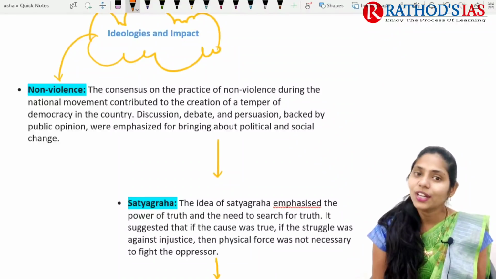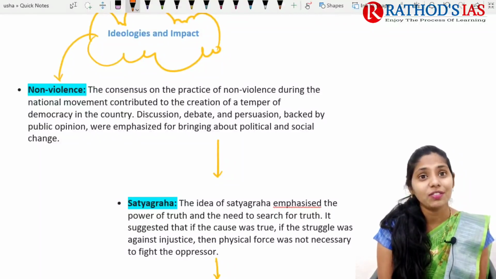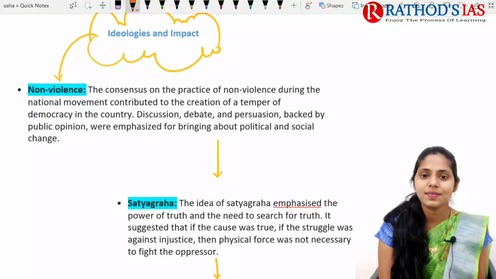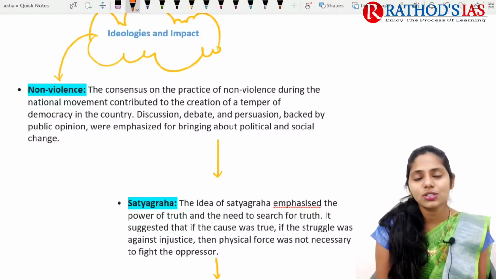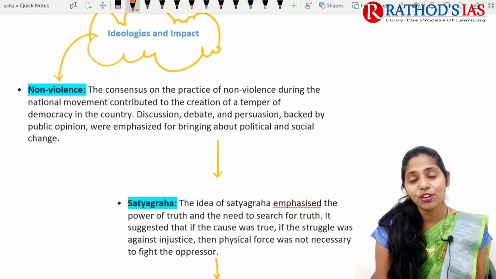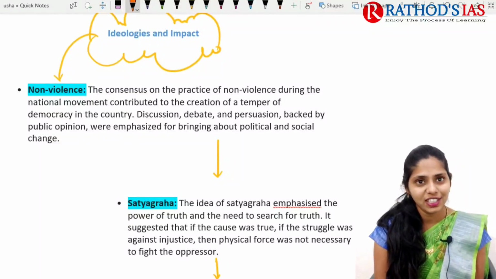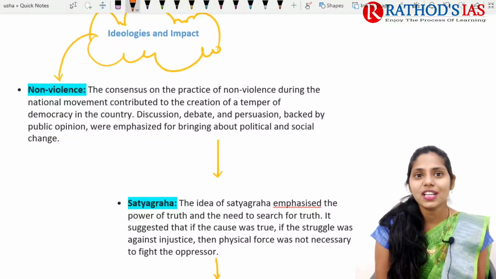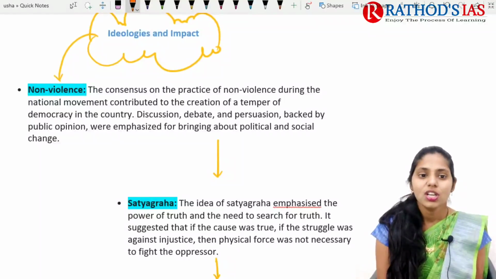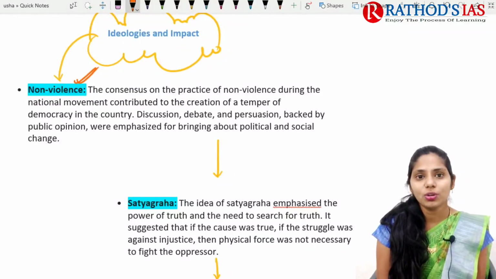And if you're talking about the ideology of Mahatma Gandhi, the first and foremost thing that will come into your mind is non-violence. He asked to go for non-violence to achieve independence. But on the other hand, Subhash Chandra Bose believed in violence to get independence. So in this way, we can see there is some ideological conflict between Mahatma Gandhi and Subhash Chandra Bose.